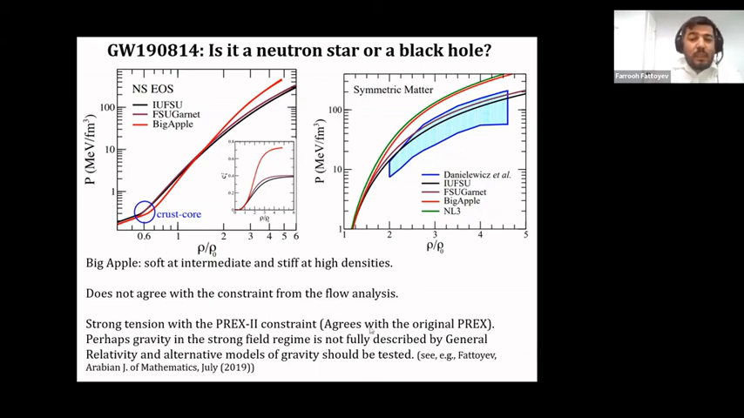So with this kind of tension, we can only assume that this 2.6 solar mass object is not a neutron star, perhaps a black hole, or maybe some other strong field regime of gravity should be understood well, because general relativity, we do know it works for most neutron stars, but at these high densities, other models of gravity may be in effect as well.